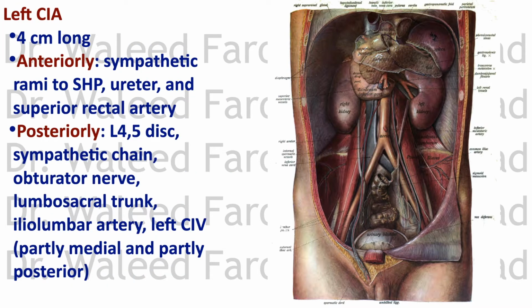The left common iliac artery, however, is slightly shorter than the right. Anteriorly, it also has the sympathetic branches to the superior hypogastric plexus. It has the ureter and the superior rectal artery. Posteriorly, it has the sympathetic chain, lumbosacral trunk, obturator nerve, the iliolumbar artery, and the left common iliac vein, partly medial and partly posterior. You can see that with the left common iliac artery.